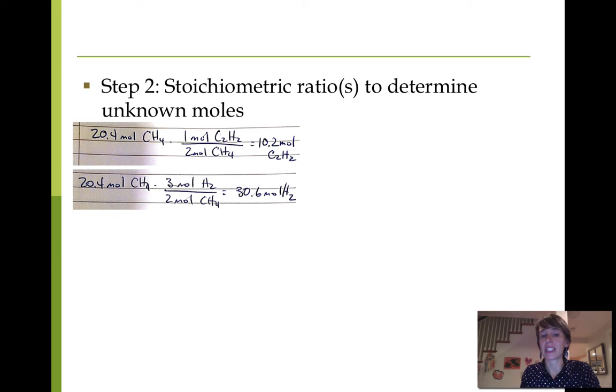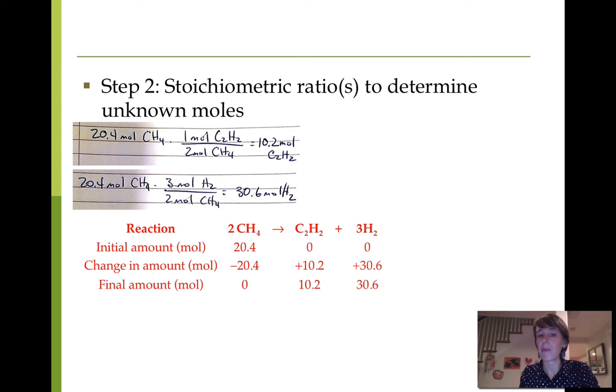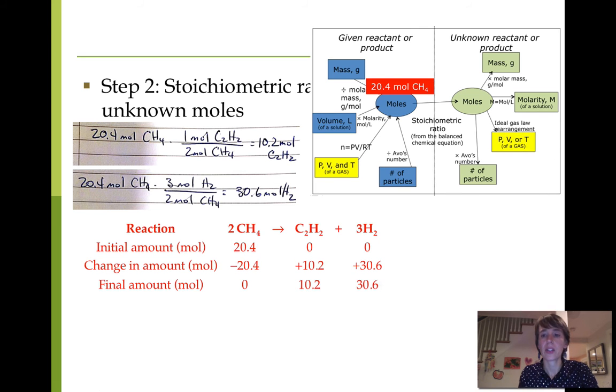Now, the hydrogen is important because that's affecting the pressure of the vessel at the end of the reaction. There's 3 moles hydrogen for every 2 moles methane, so we're getting a whole bunch of moles of hydrogen gas here. Not a bad idea to work on an ICE table for a reaction like this. And we can just keep track of all our molar amounts as they're changing with an ICE table. Challenging to keep track of 2 products, but an ICE table makes it nice and clear. We've got our 10.2 moles of acetylene, our 30.6 moles of hydrogen. So yeah, we figured out how many moles of these products we have.